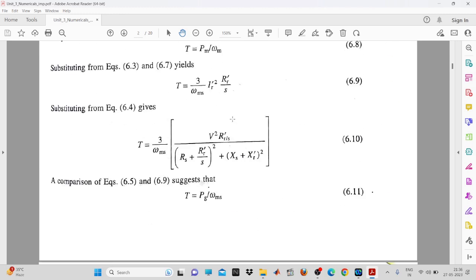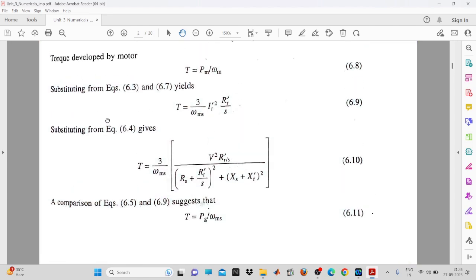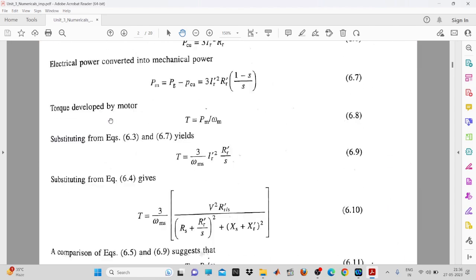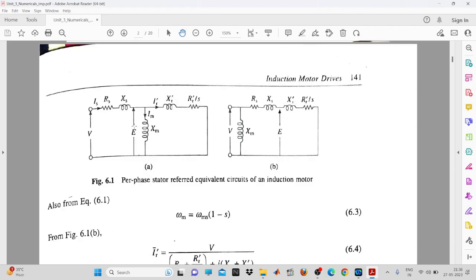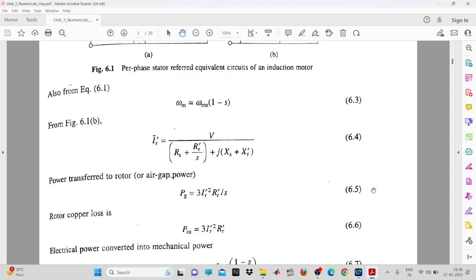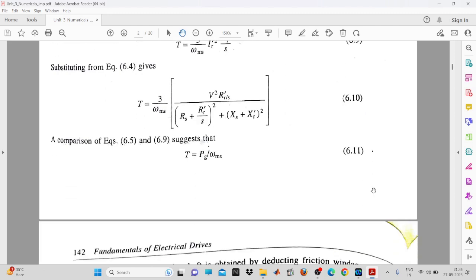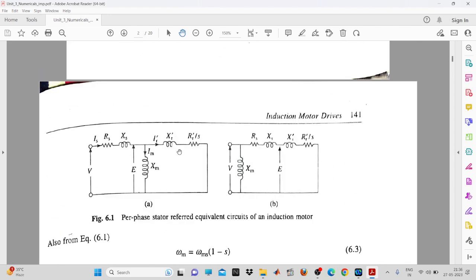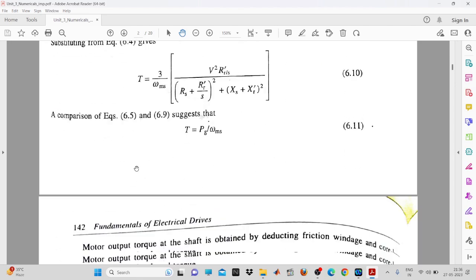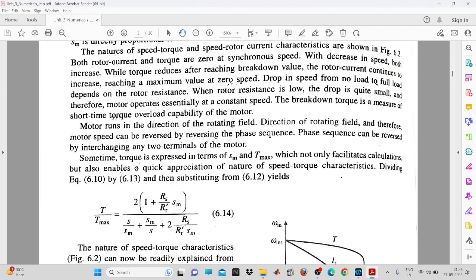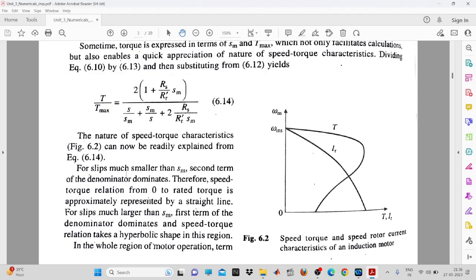So you need to learn this part, the torque part, and this equivalent circuit is very important. If you want to solve numericals, you need to learn this equivalent circuit. There is nothing magic behind this. The only thing you will have to understand is that the induction motor has three important parts: the stator part, the air gap part, and the rotor part. So you have to understand this, not just T upon Tm. This is the thing which we need to understand.